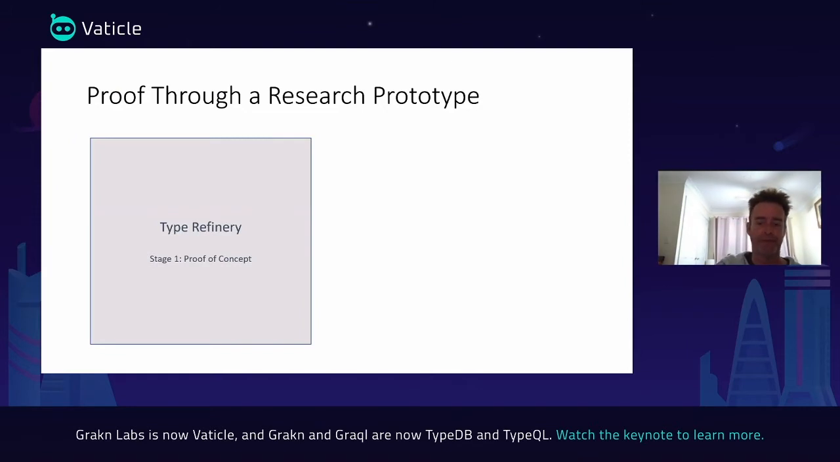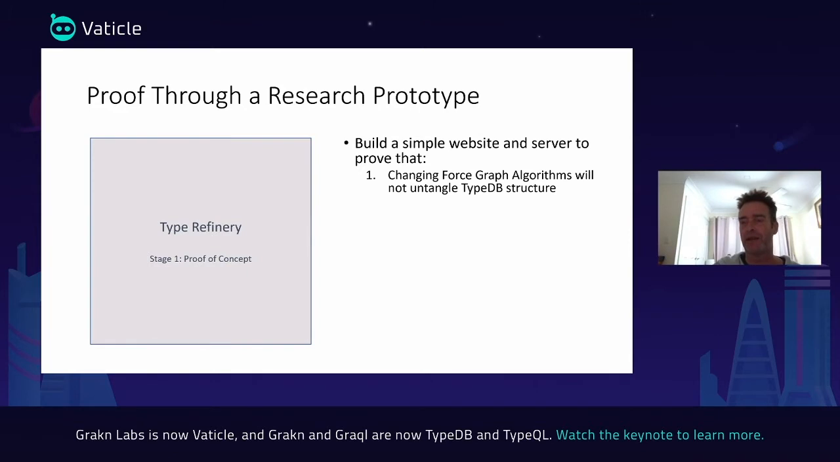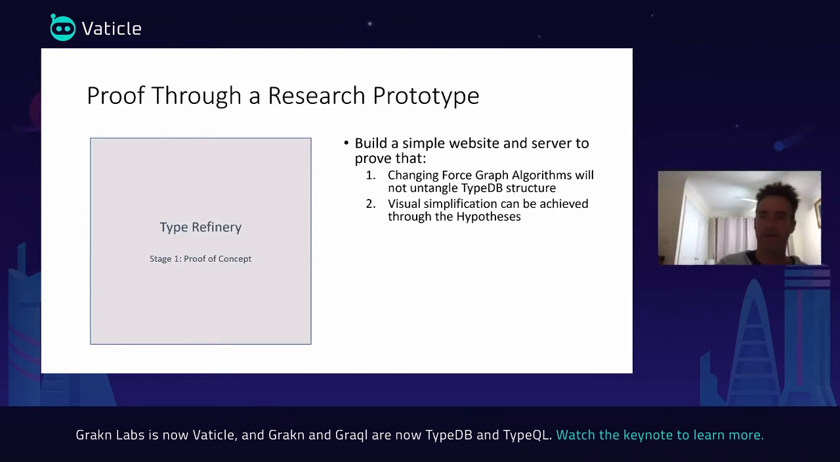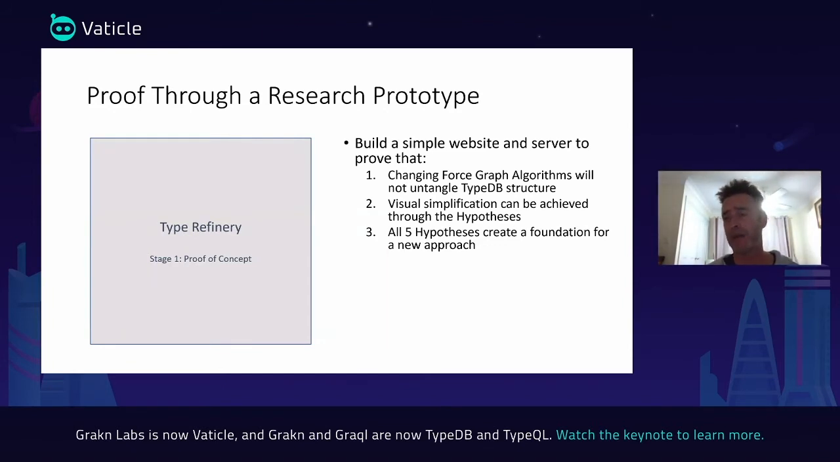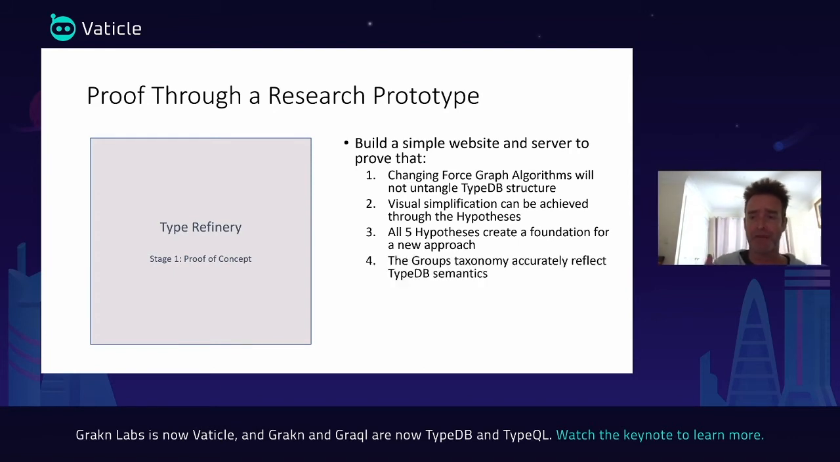And essentially the proof is I built a little research prototype to prove that just changing the force graph algorithms matters, because some people said to me, oh, you just get Dagre or yEd or some kind of layout thing's going to solve the problem. Well, it's not, and I can prove that. If we follow my 5 hypotheses, it will actually achieve visual simplification. And if I follow all 5, it clearly does make a foundation for a new approach visually.